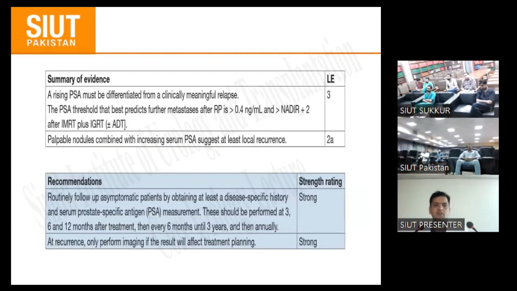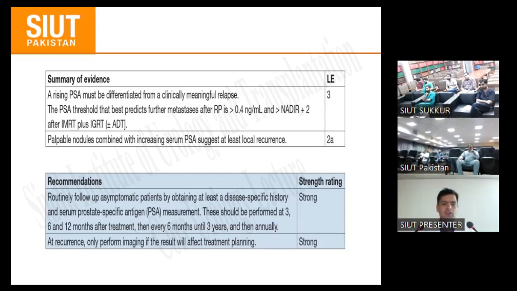A rising PSA must be differentiated from a clinically meaningful relapse. The PSA threshold that best predicts further metastasis after radical prostatectomy is more than 0.4 nanograms, and nadir plus 2 after intensity modulated radiation therapy plus image guided radiation therapy.